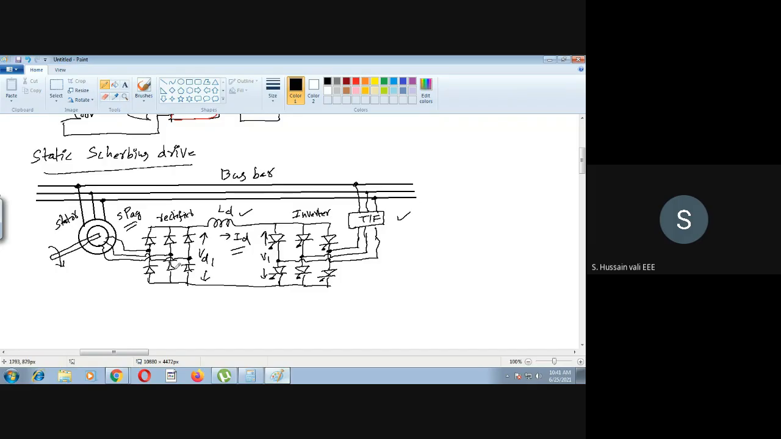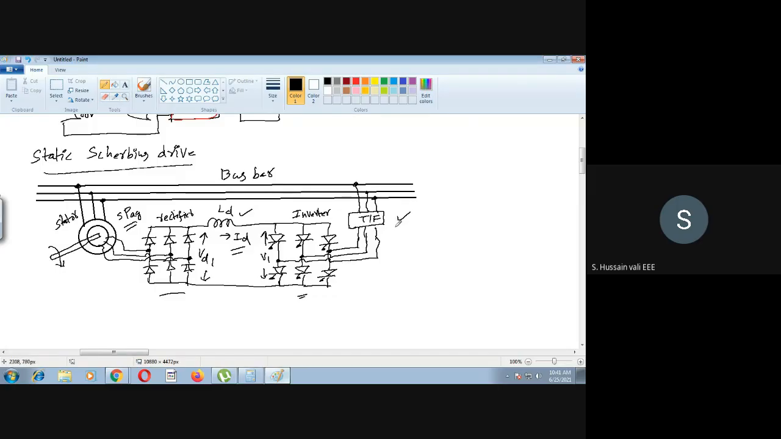Okay. So all the devices here, what is the purpose of the rectifier here? You convert the slip power, that is AC, into DC. Then what is the purpose of the inductor here? It will maintain the current constant. Then what is the purpose of the inverter here? It converts this DC to AC. Then this AC will be connected to the bus bar through the transformer.